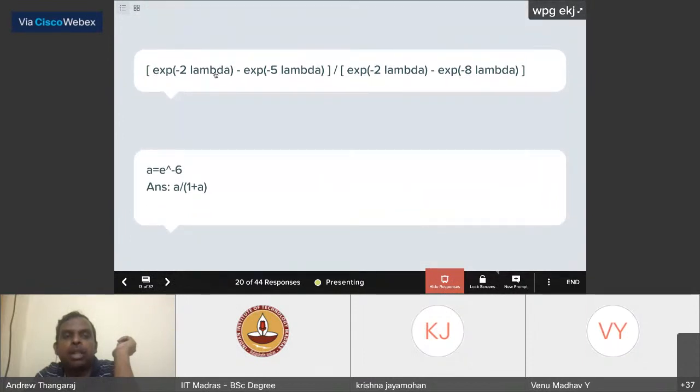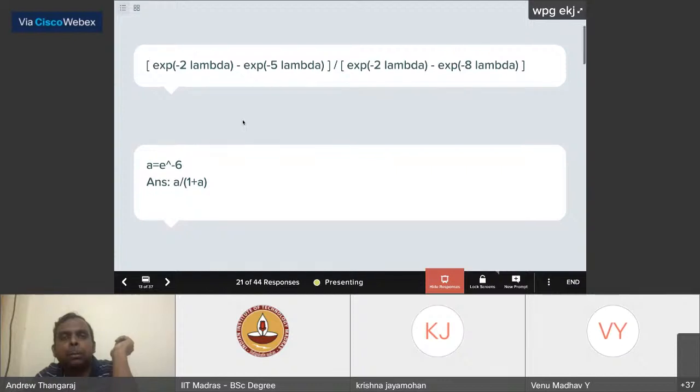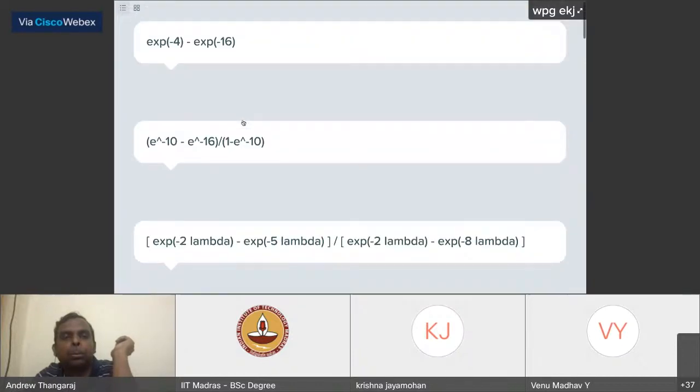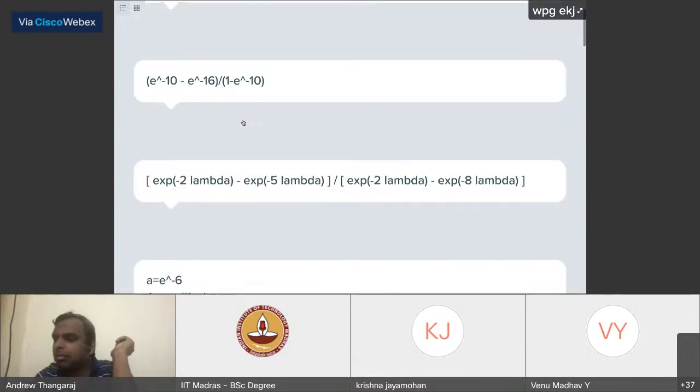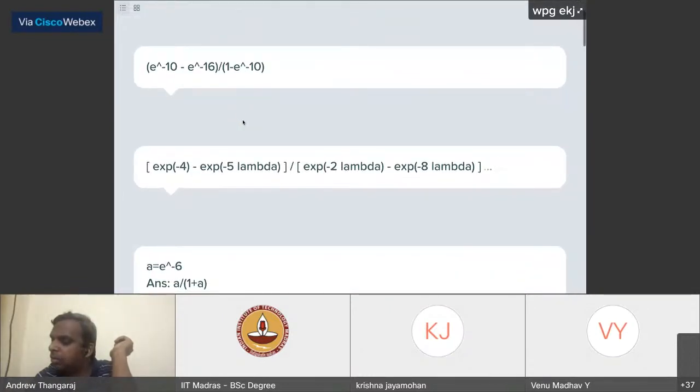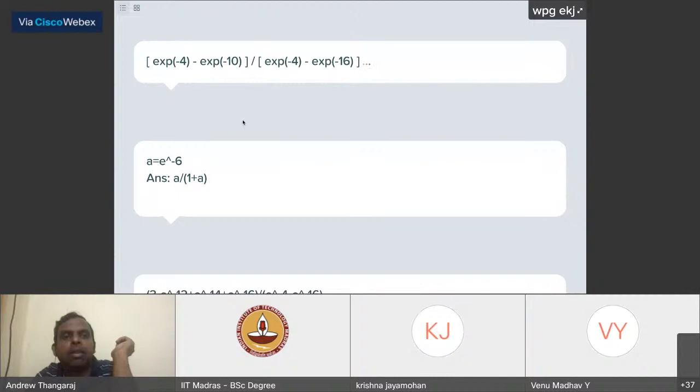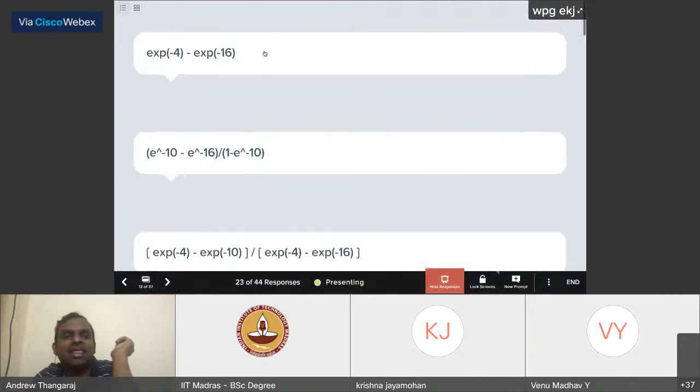So lambda is 2, by the way. We know lambda is 2. This e power... Okay, e power minus 6 by 1 plus e power minus 6. Okay, there you go. Somebody corrected that answer, thankfully.